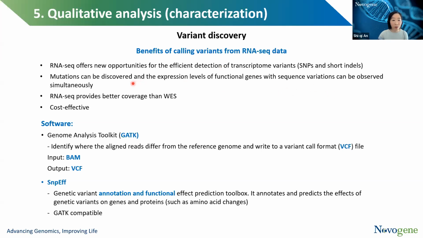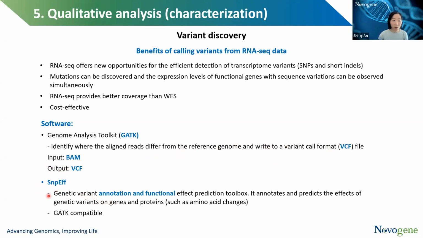Another advantage is that you'll be able to identify the expression level and the mutation of the gene simultaneously from the same experiment. RNA-seq also in a way provides better coverage than whole exome sequencing, and it is cost effective because you get two kinds of information from one set of experiments. The software we use is called the Genome Analysis Toolkit, GATK. The input file is a BAM, and the output file is a VCF, variant call format. Basically, we take aligned reads, identify where they differ from the reference genome, and write that into the VCF file.